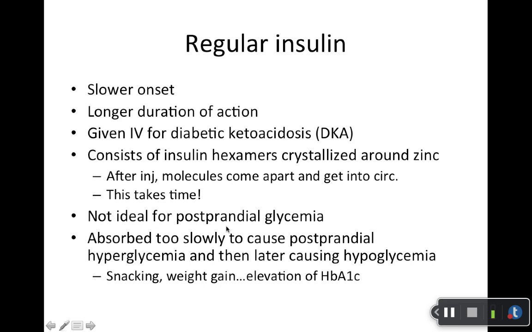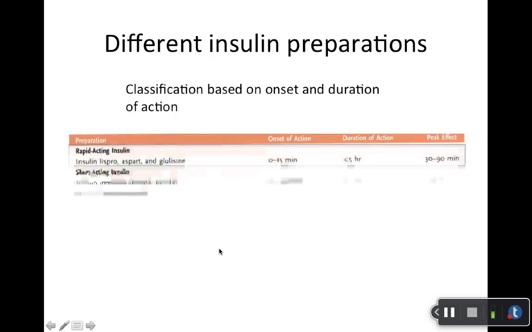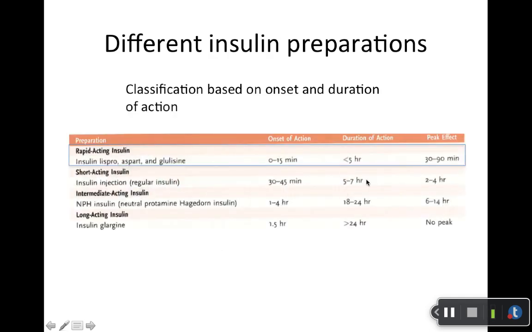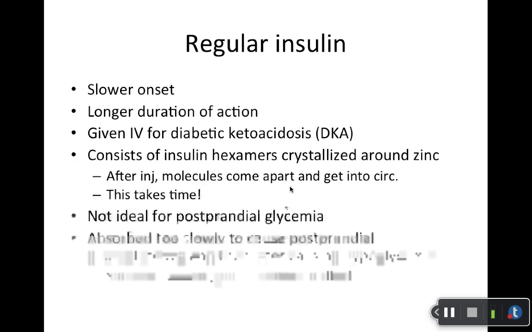This one is less ideal for the postprandial glycemia. Like I said, the rapid acting is going to be the first line if you're trying to hit that postprandial. The regular insulin could be used, but again, it's not going to be first line and ideal for that. Because it has a longer duration of action, 5 to 7 hours, the onset of action is longer, or more delayed as well.